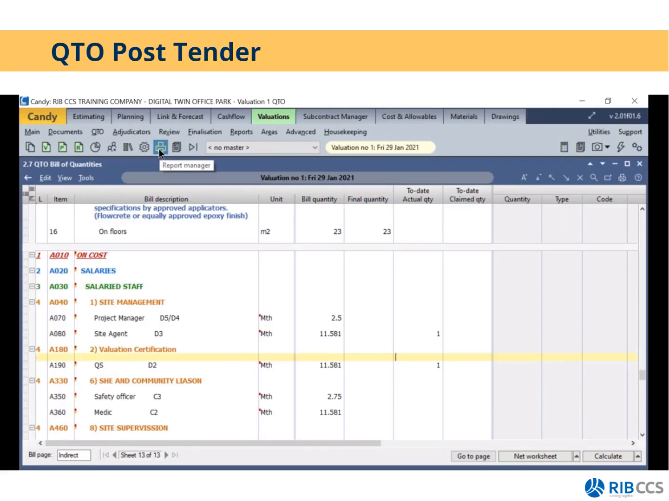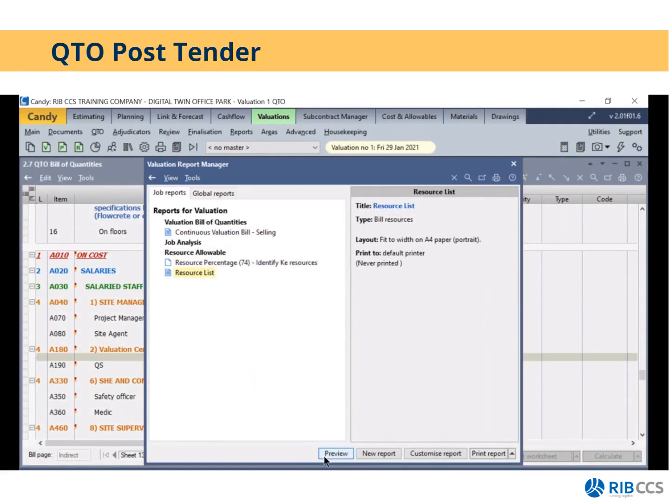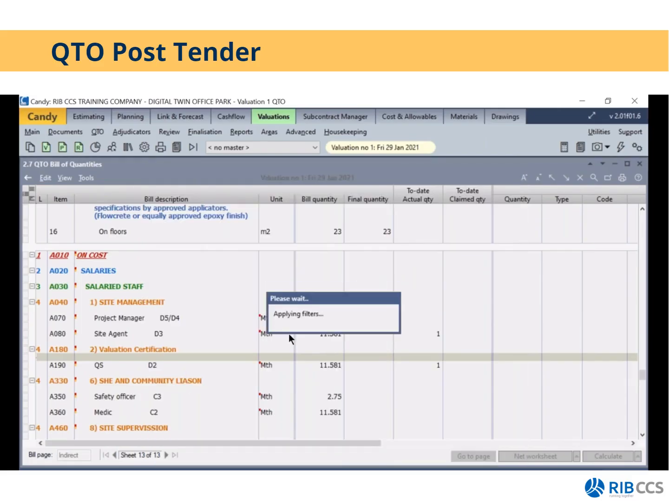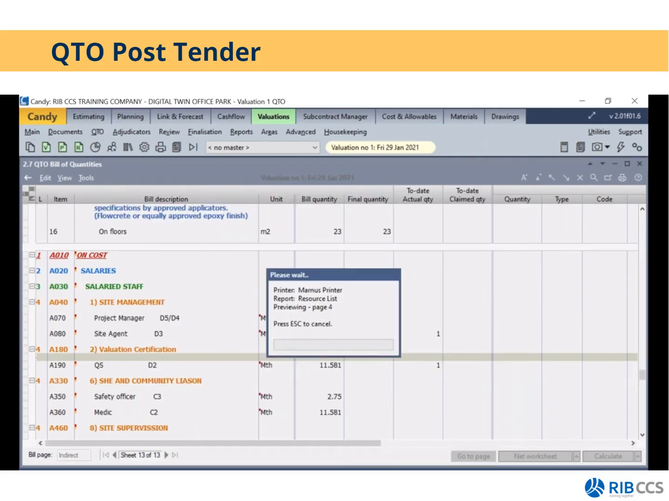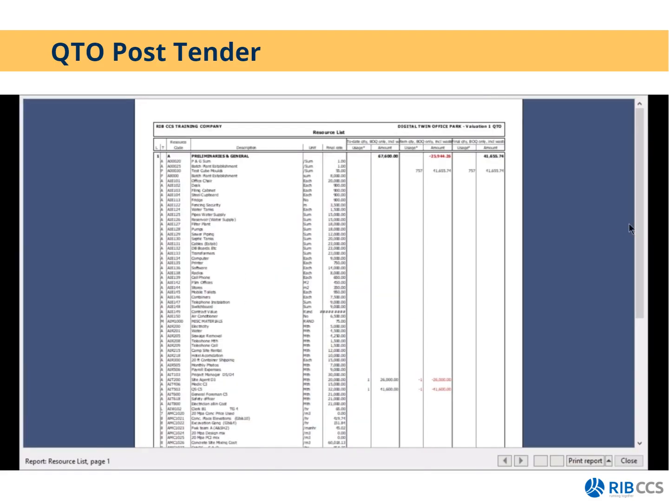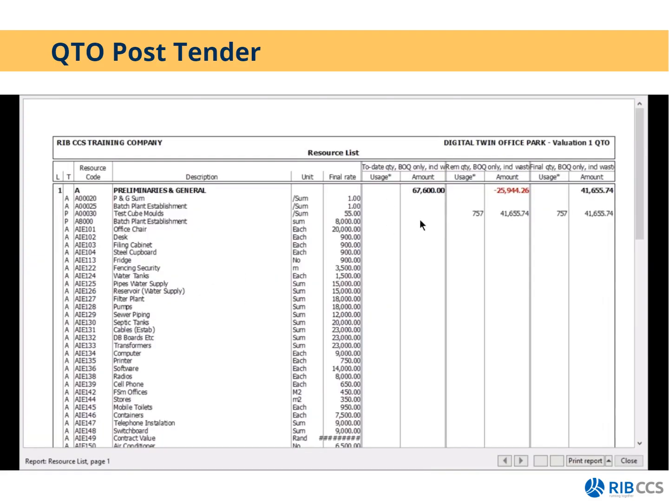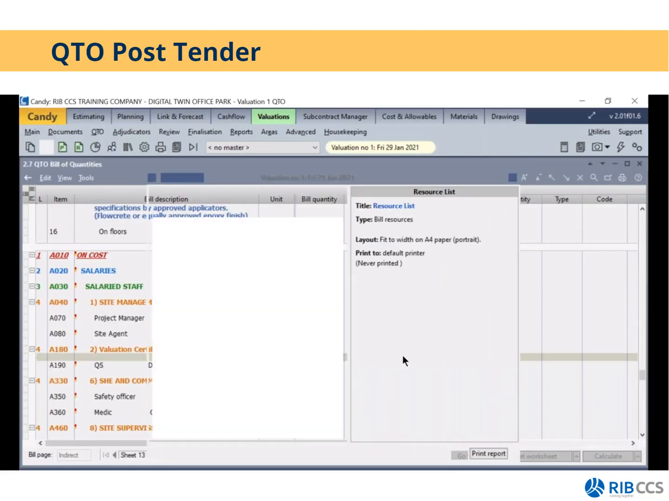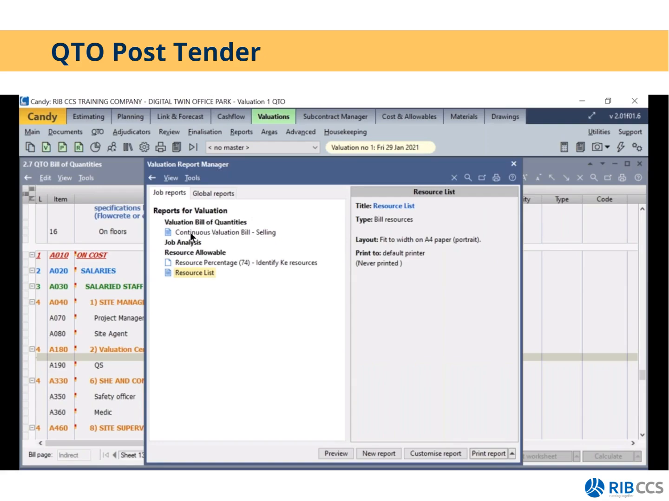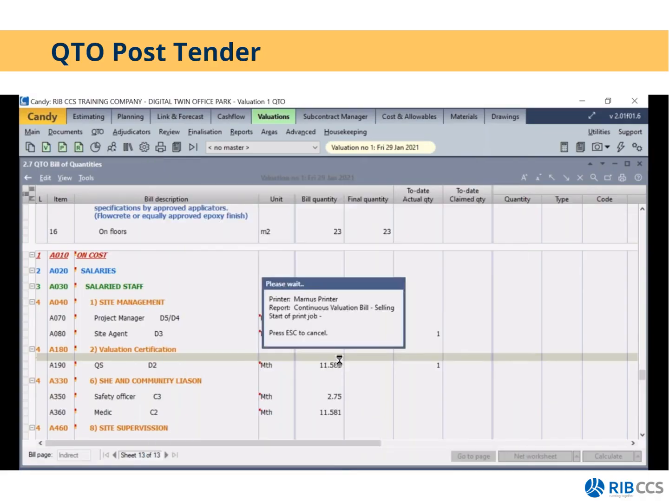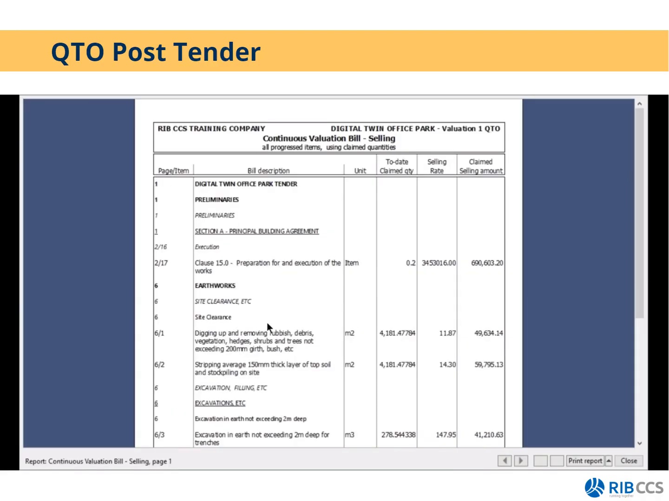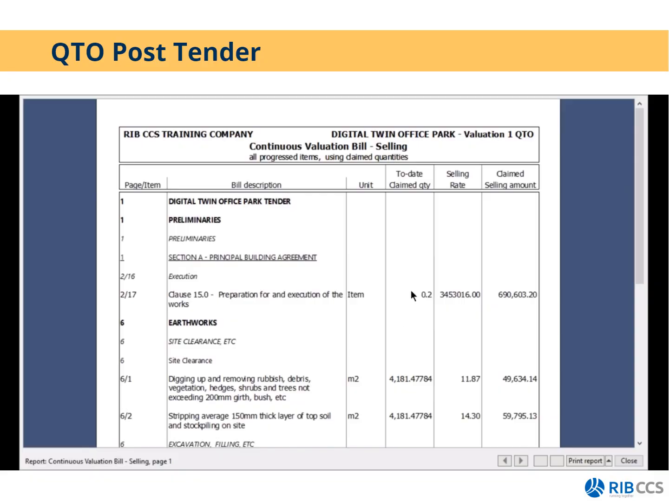Next, we're going to look at our valuation reports. So first, I'll click on the printer. If I print my resource list, for example, I can then see, according to my valuation, how much I have used to date of my resources, how much is remaining, and what is my at completion. Then I can also print my value of my continuous valuation bill selling. This would then be what I could submit to my client for my monthly valuation, my interim payment claim.